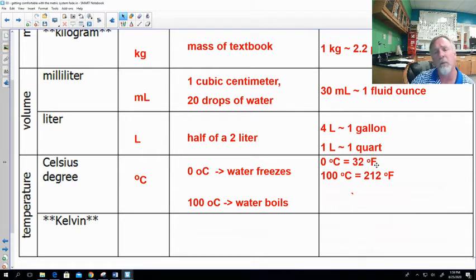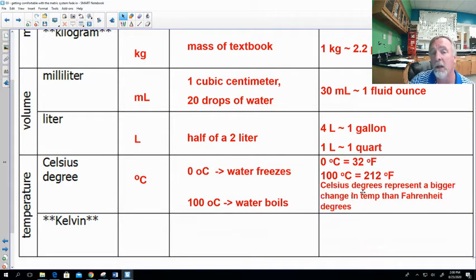So let's think. If the temperature of something goes up 1 degree Celsius, is that bigger or smaller than 1 degree Fahrenheit? Well, if you look at the differences here, you only have 100 increments for the Celsius system between freezing and boiling. How many do we have in the English system? 212 minus 32, we have 180. So we need a lot more Fahrenheit units to go the same distance as Celsius units. So hopefully that tells you that Celsius units are bigger. If you change 1 degree Celsius, it's a bigger change than 1 degree Fahrenheit.